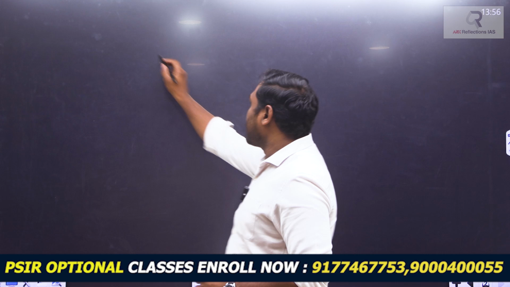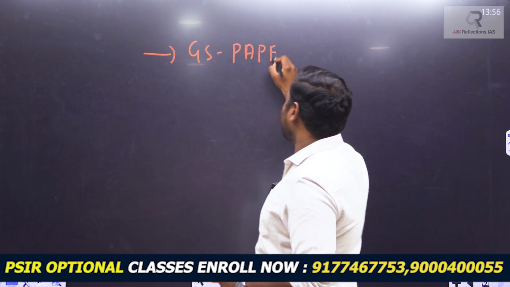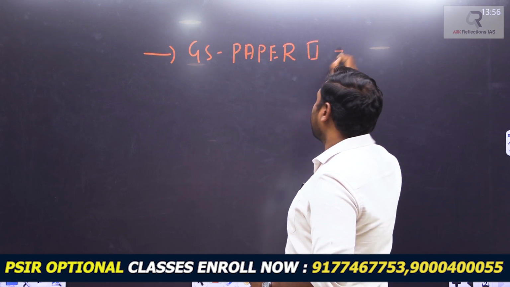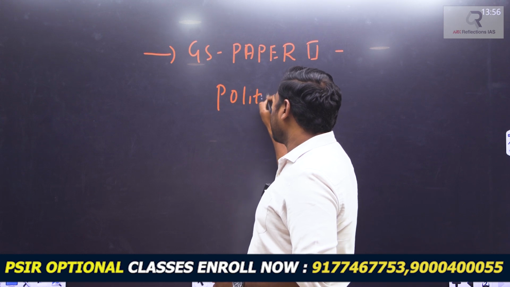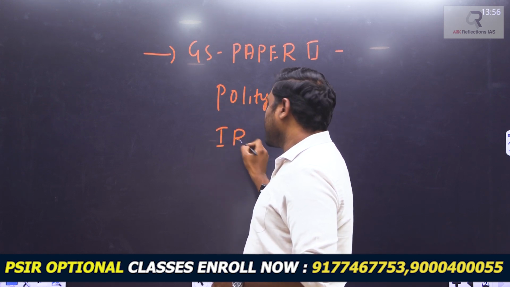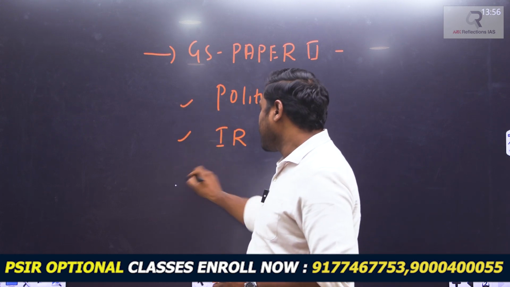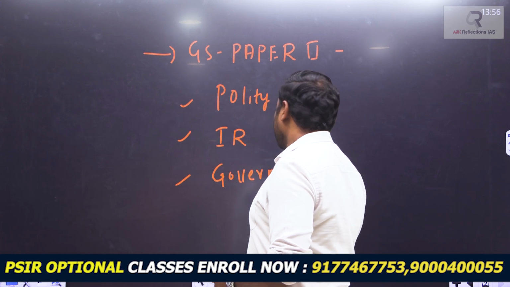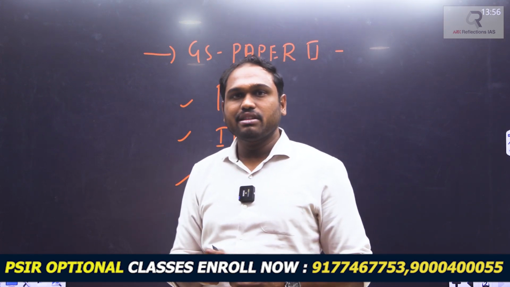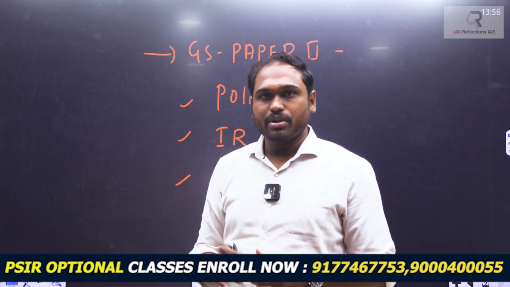If I take GS paper 2, that is Indian polity, governance and international relations. In GS paper 2 we cover what? Polity, IR, international relations, okay, these two, and also the governance. These three are the key areas of paper 2. In and out we have these components in paper 2, okay.